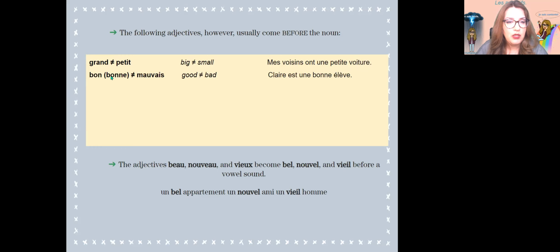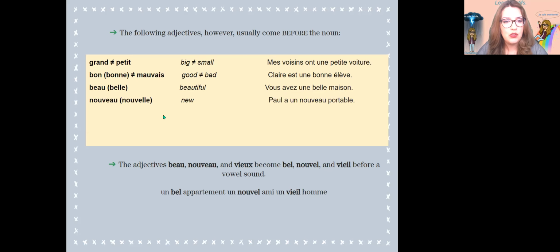Bon, bonne, good, and its opposite, mauvais, meaning bad, are also placed before the noun. Claire est une bonne élève. Claire is a good student. So bonne is placed before the noun it modifies. Beau and belle, meaning beautiful, also are placed before the noun. Vous avez une belle maison. You have a nice house.